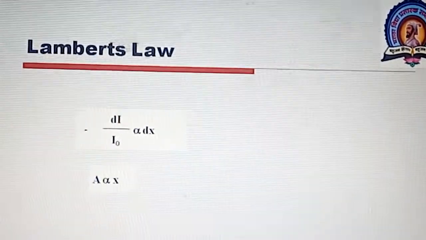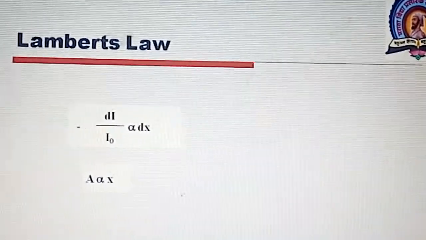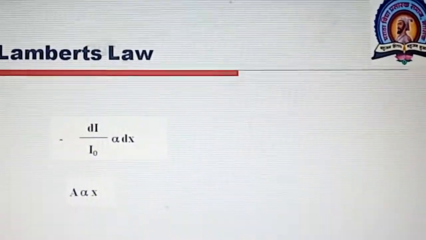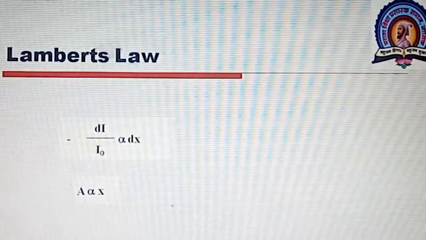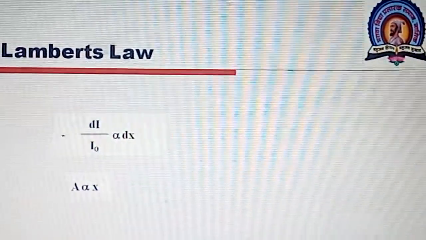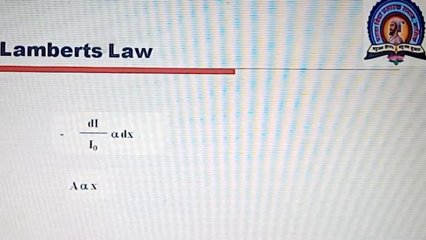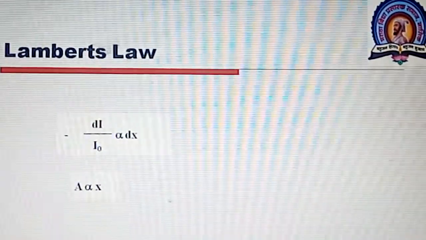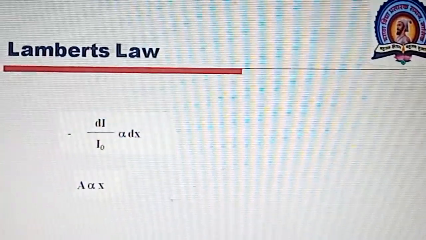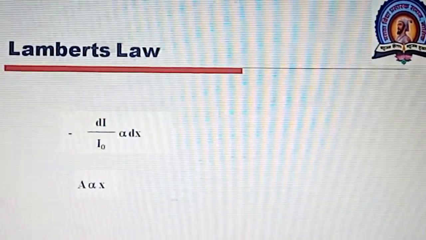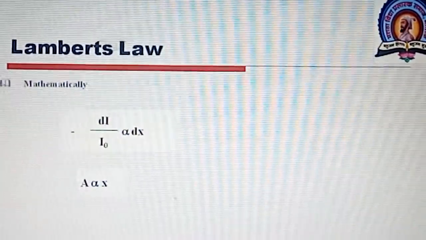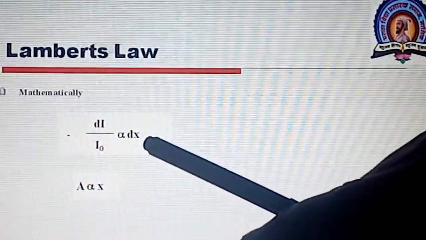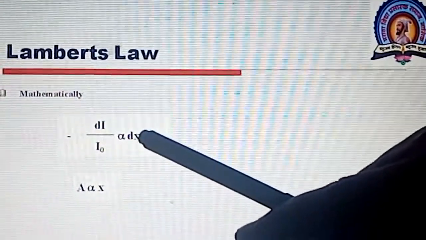Okay. Now, the next important point is the Lambert's law. The statement of Lambert's law is when a beam of monochromatic light is allowed to pass through a transparent medium, it decreases the intensity of incident radiation, which is directly proportional to the path length at constant concentration, right? The mathematical expression is minus dI upon I0, which is directly proportional to what? dx, right?